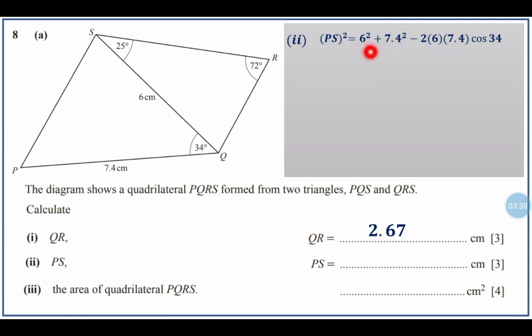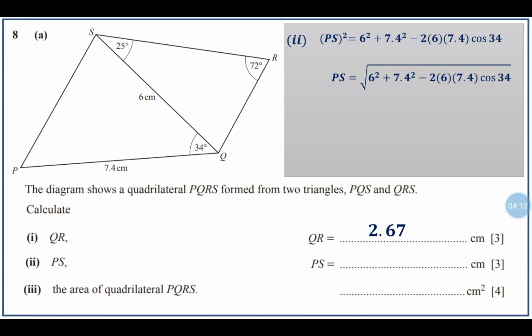So 6 squared plus 7.4 squared, minus 2bc. So 2 times 6 times 7.4, then cosine the angle opposite the one that you are looking for, which is 34. So cosine 34. Just plug it in into your calculator. Oh, but before you plug it in, you have to square root both sides, because remember, this is in square. If you want to remove that square, you square root both sides, you will get this.